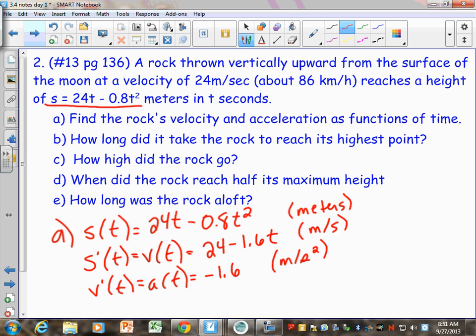So look at part B. It says, how long did it take the rock to reach its highest point? So this is where you have to think a little bit. Where would the highest point be if I threw a rock vertically upward? Pretend this is my rock. I won't throw it at you. Where is its highest point? What's that point called? It's going to kind of look like this, right? And so the highest point is going to occur at its maximum.